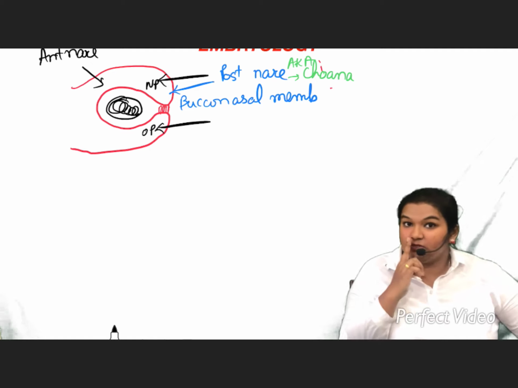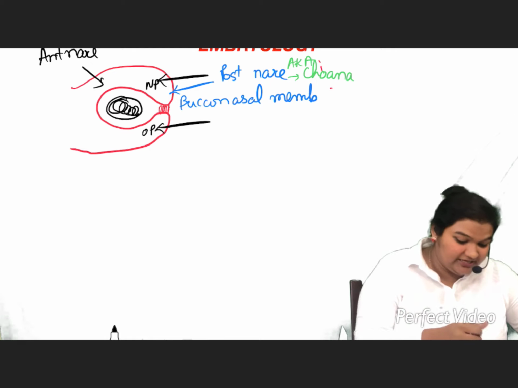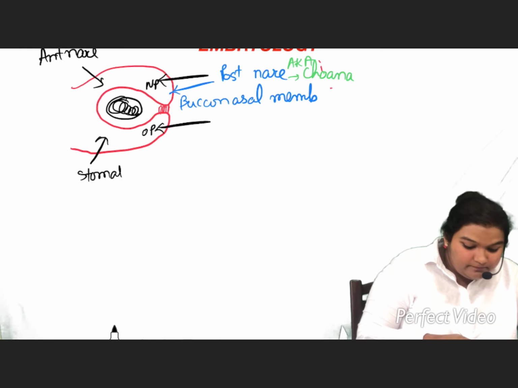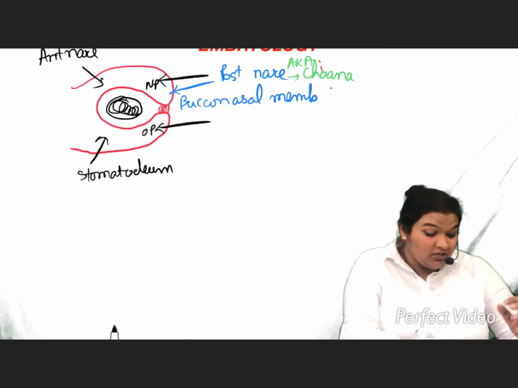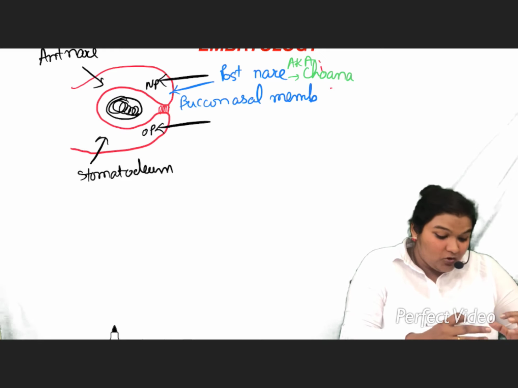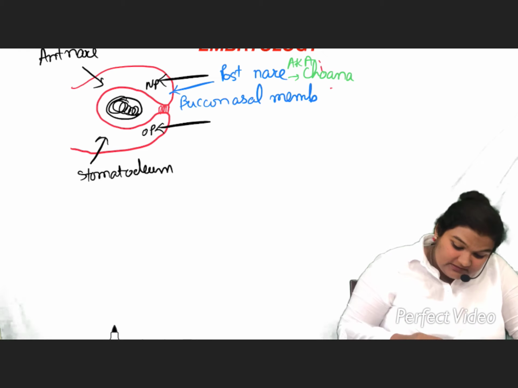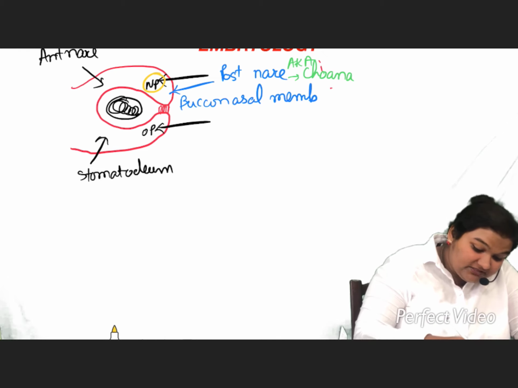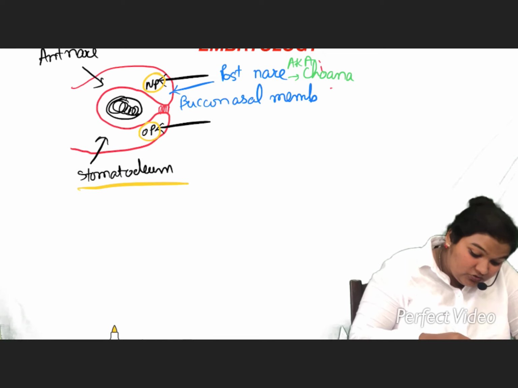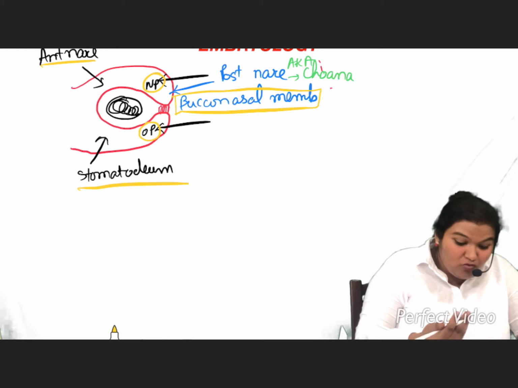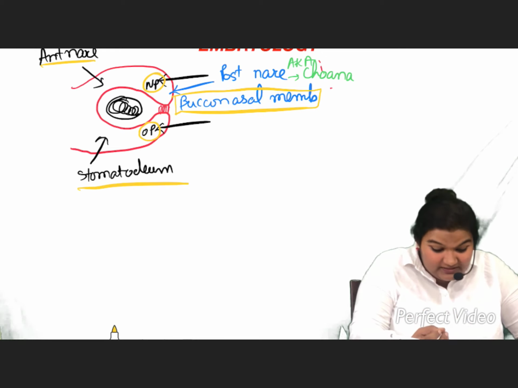Anterior nare means this nostril. And here we have our stomatodeum. So here we get the bucconasal membrane, posterior nare, nasopharynx, oropharynx, stomatodeum, anterior nare, and our main focus going forward, the bucconasal membrane.